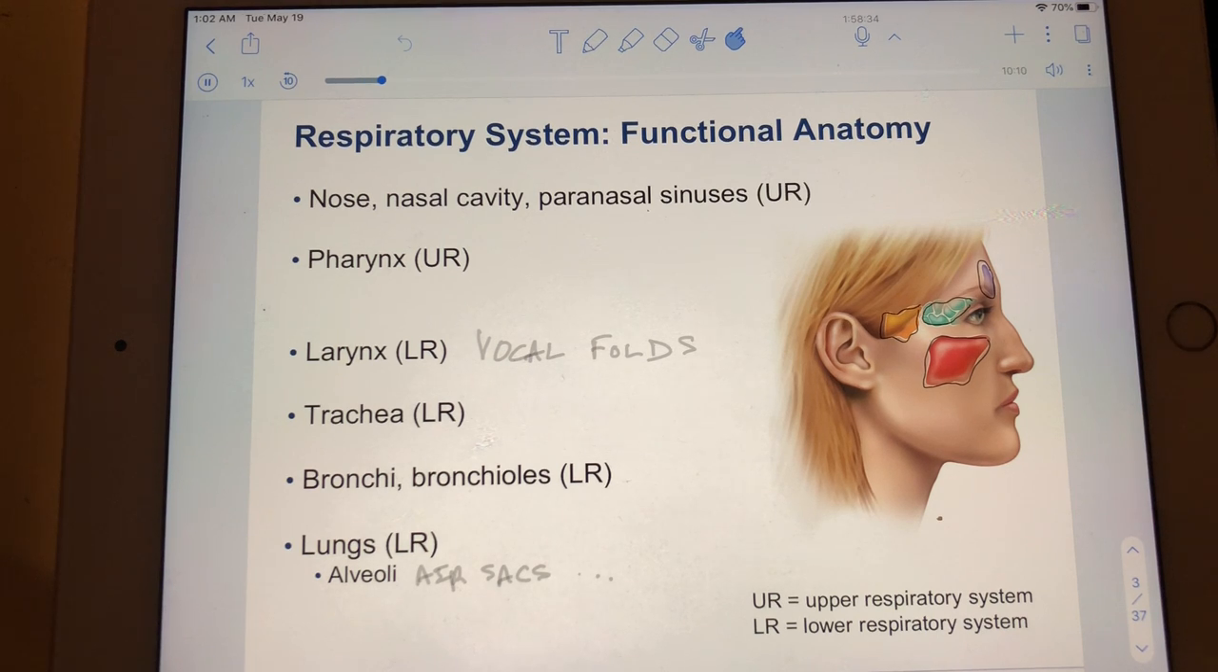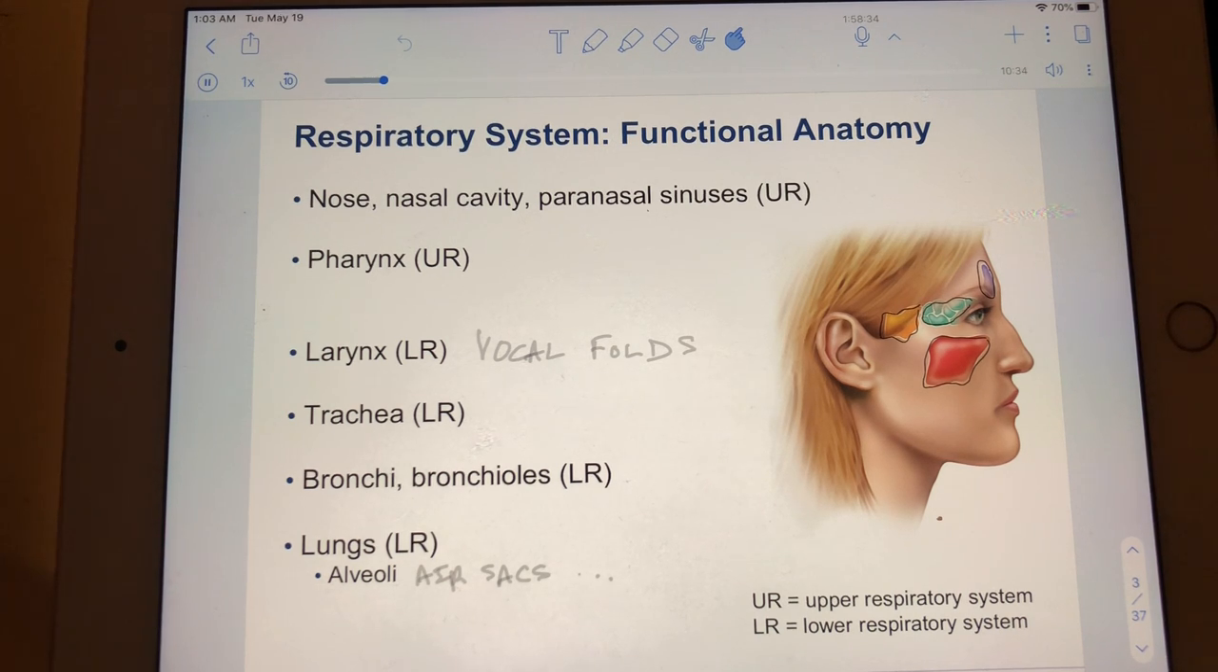And sphenoid sinuses, okay? And we'll come back to their function. Hopefully you already studied them in 241, so hopefully this is review. Our respiratory system, anatomically, can be divided into upper respiratory system and lower respiratory system, okay? And that cutoff occurs in the larynx.